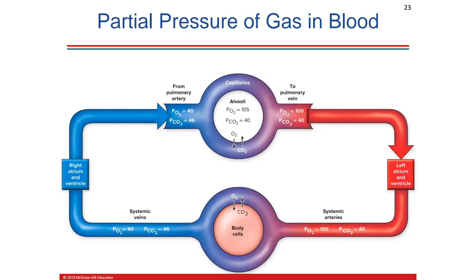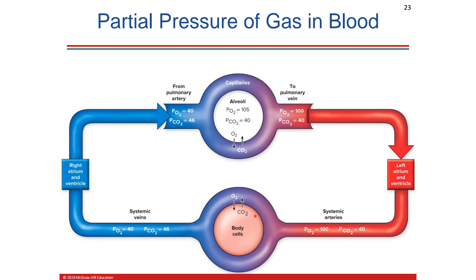This figure nicely summarizes some of the things we've been talking about. Coming from the lungs, the partial pressure of oxygen in the pulmonary vein is 100 millimeters of mercury. It then goes to the left atrium and the left ventricle. Within the systemic arteries, it's still 100 millimeters of mercury because there hasn't been any diffusion of oxygen yet.